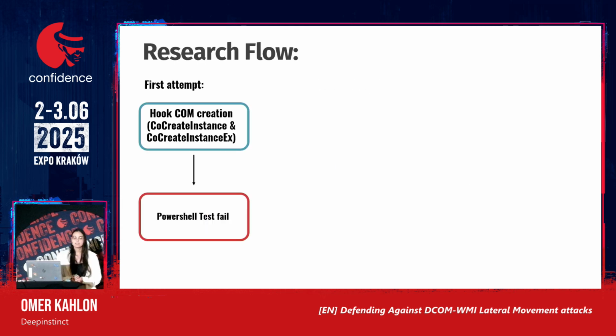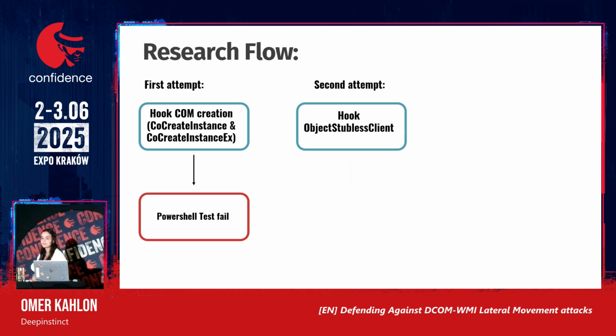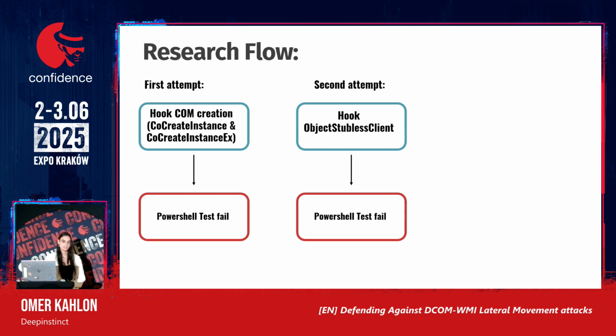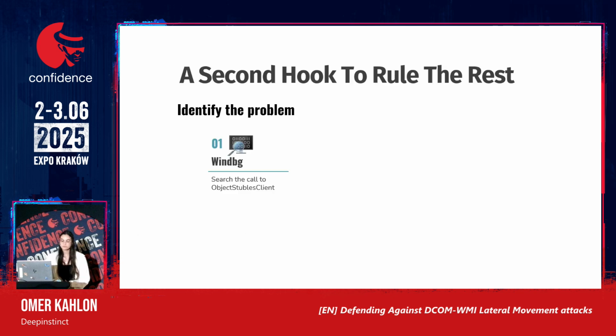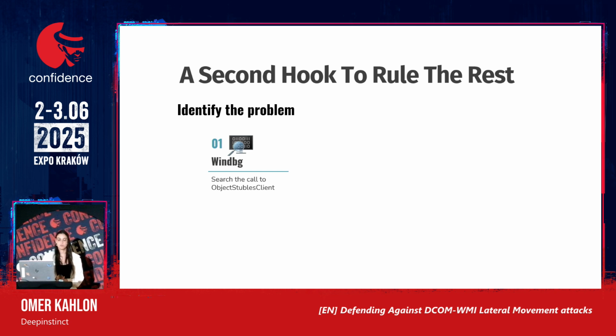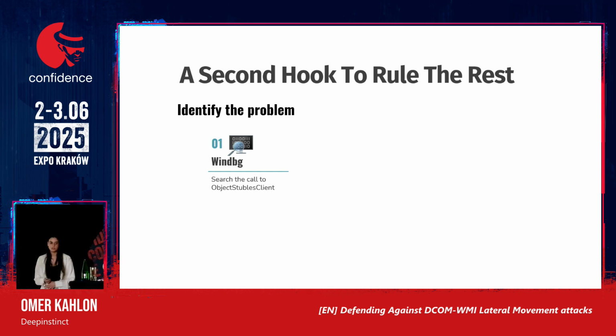So again, let's add our second attempt. We try to put a hook on ObjectStublessClient, but it won't work, and we fail to detect the DCOM lateral movement attempt. To understand why, I opened WinDBG, and I figured out that our PowerShell script does not trigger ObjectStublessClient at all. In order to understand why, I searched for the answer in the network traffic.